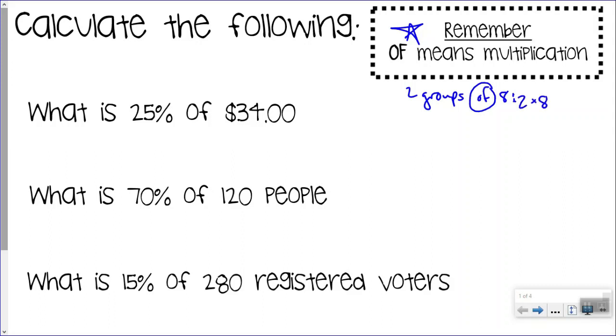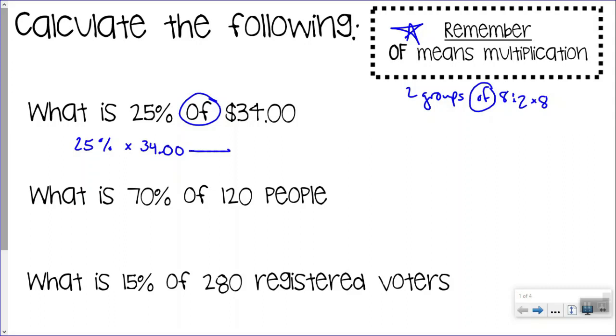It's going to be the same thing with these percents. So we want to know what is 25% of $34. So I'm going to take 25% and I'm going to multiply it by $34. Except now we want to think about how we can use this percent, because right now the numbers aren't in the same form. I've got a percent and essentially a decimal here.